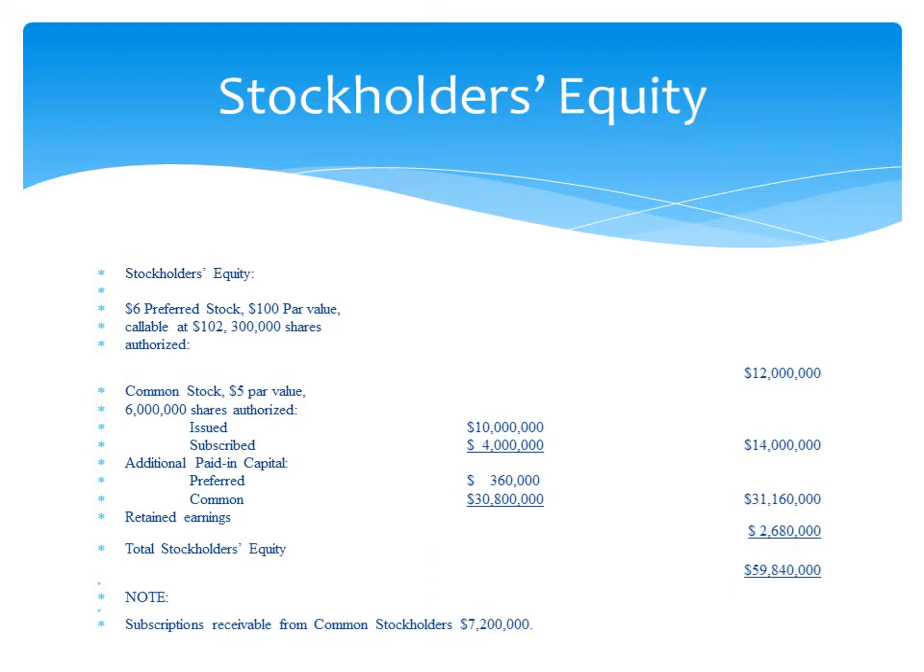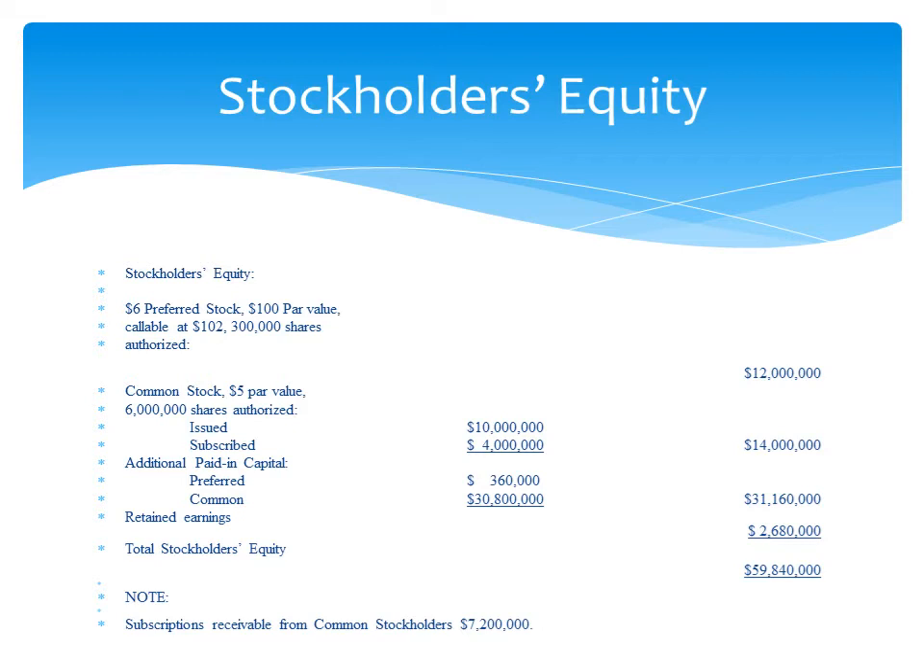So as you can see, we got stockholders' equity. So that is the money that is invested by investors in the stocks of a company. And the first item there is preferred stock. $6 preferred stock means that company is committed to pay $6 per share to the investors every year. And then $100 is the par value. So par value means the face value of the stock.